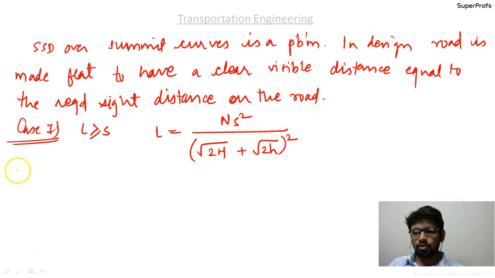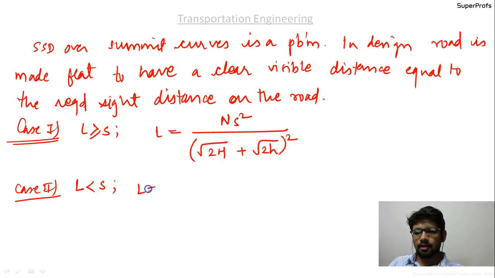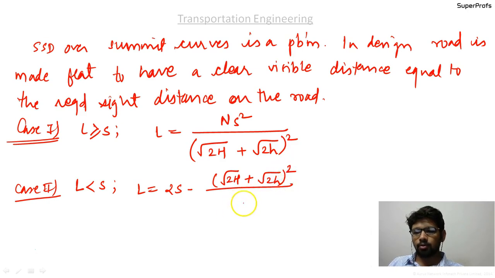And case 2 is when the length of the curve is less than the sight distance, that is L = 2S − (√(2H) + √(2h))² / N. All these symbols have their usual meanings.